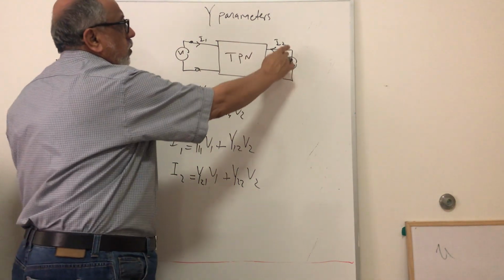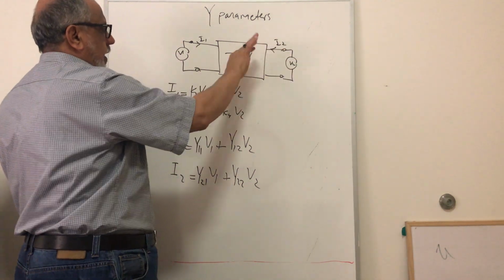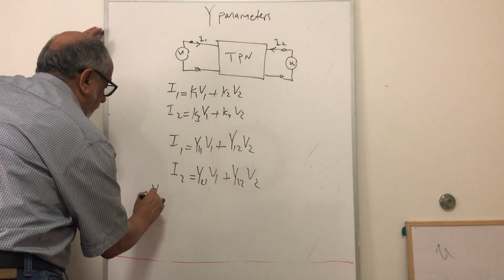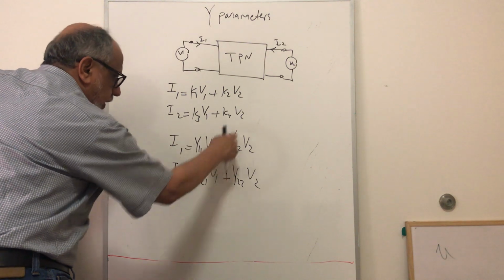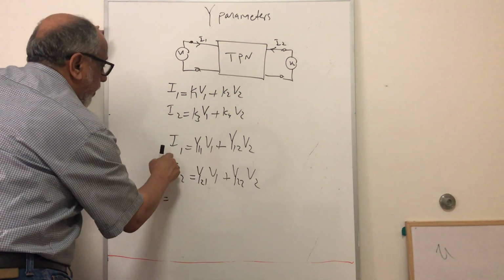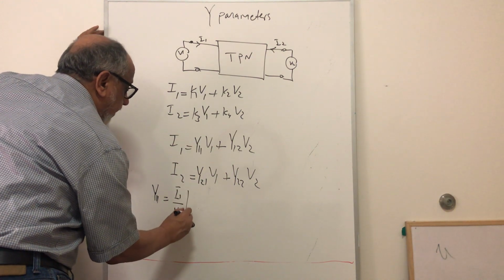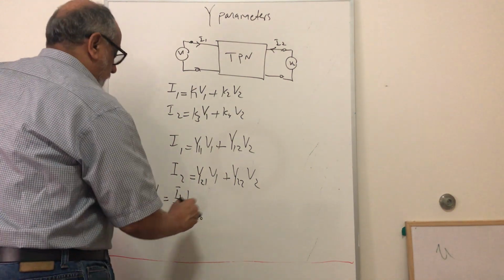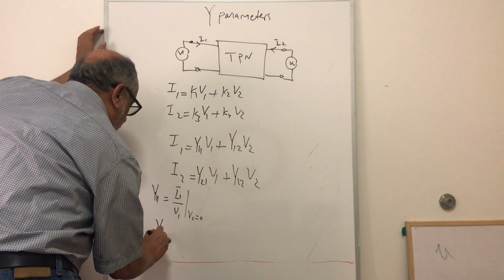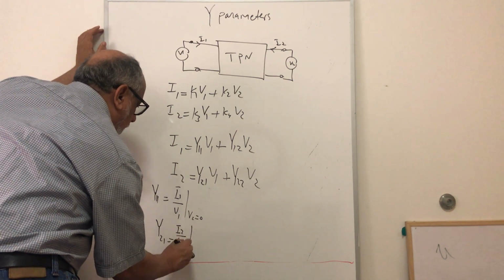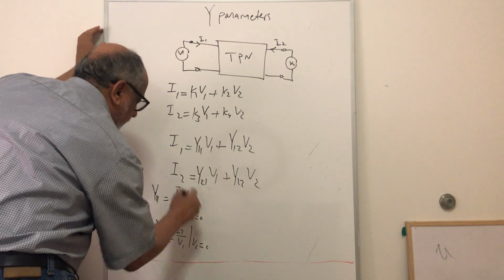So what you can do, you short this and find I1. Let's say I want to find Y11. So we can say simply Y11, I will find first this and these two parameters. Y11 will be I1 over V1 when V2 equal to 0. And Y21 is equal to I2 over V1 when V2 equal to 0. So these are the first two parameters.